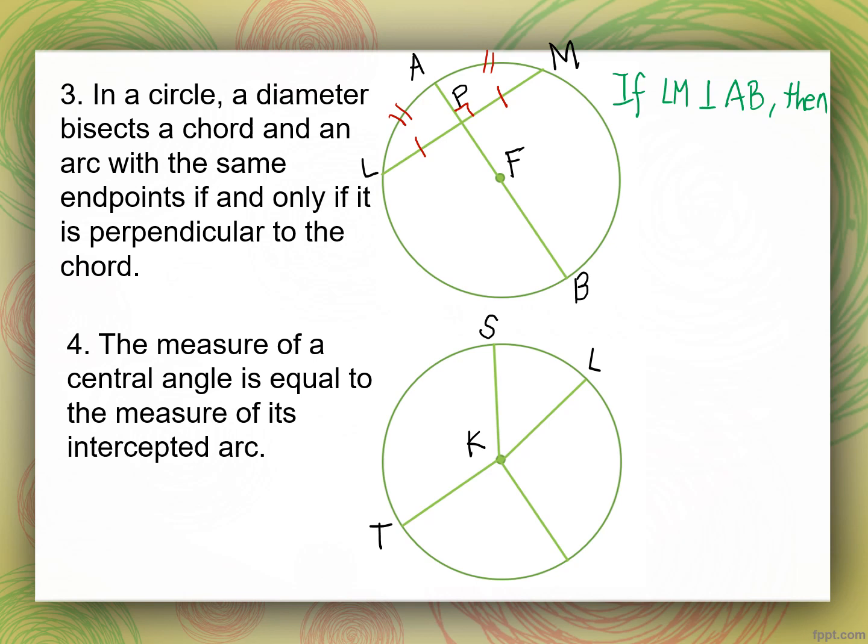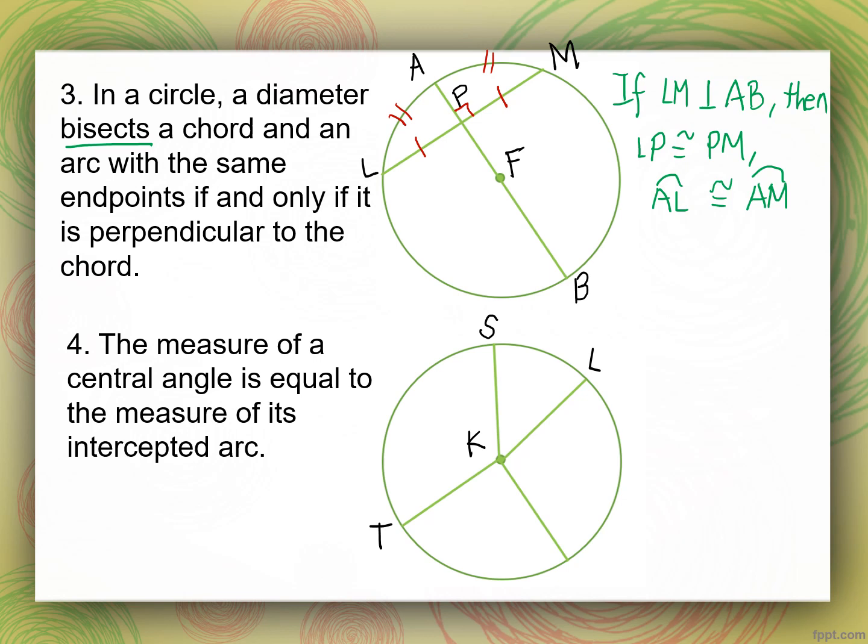okay, two things will happen. LP is congruent to PM and arc AL is congruent to arc AM. Okay, so take note with the word bisect there, it means it divides them equally. I forgot to mention that. Okay, so that is for the third theorem. Let's have the fourth one.